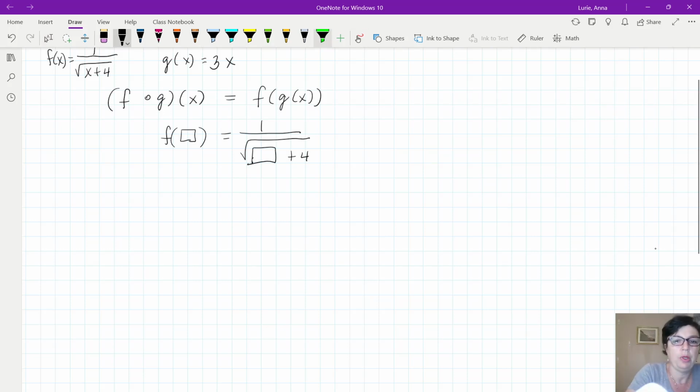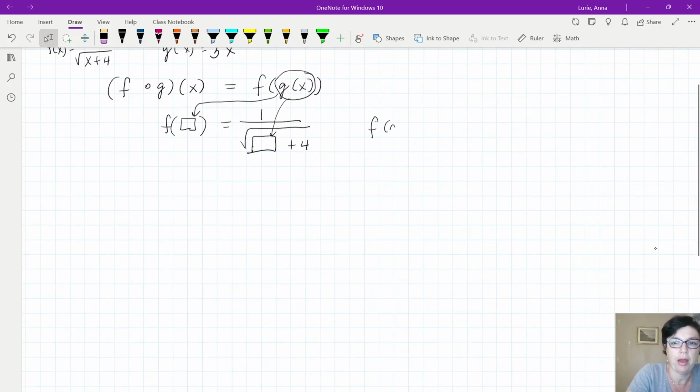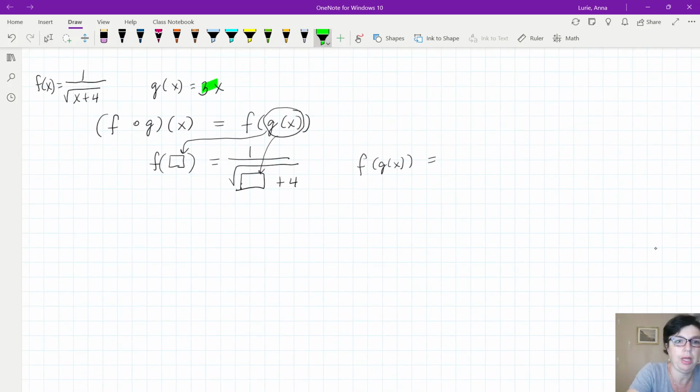Okay, and then what you want is you want to plug that g of x for the box, so inside the box. So what will happen? So this is what is going to be f of g of x. So you're plugging g of x, which is 3x, right here. You are plugging it in here in the box, and so you're going to get 1 over square root of 3x plus 4. So we're going to talk about the domain in a little bit, but first let's do the other way. So we're going to also do g of f of x.